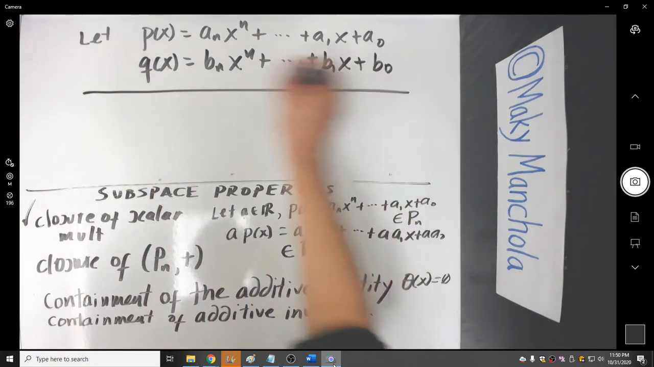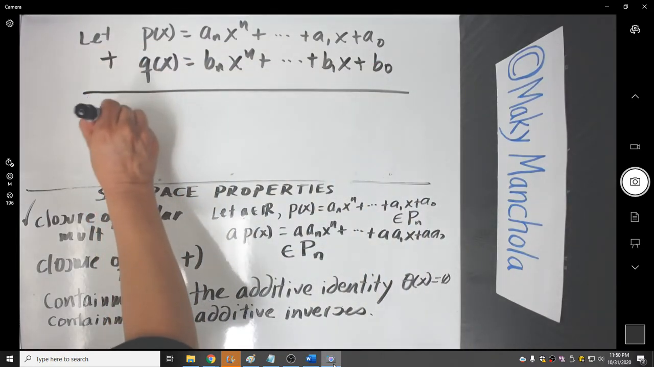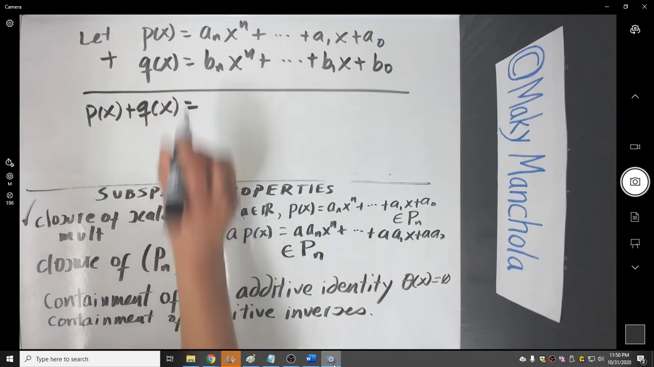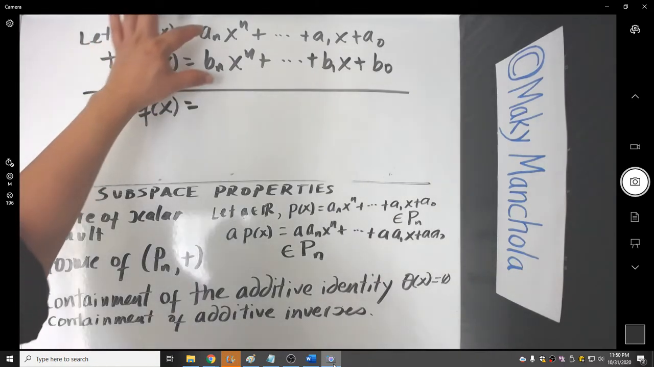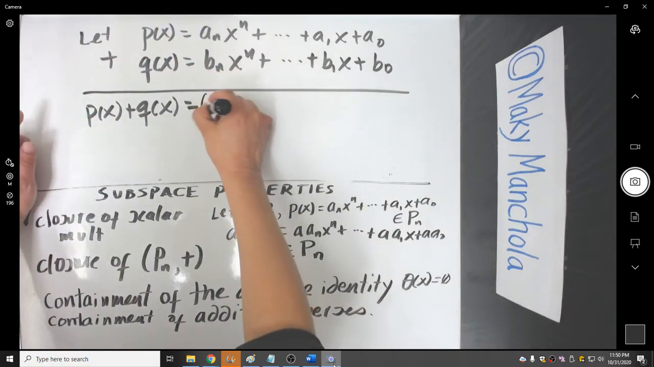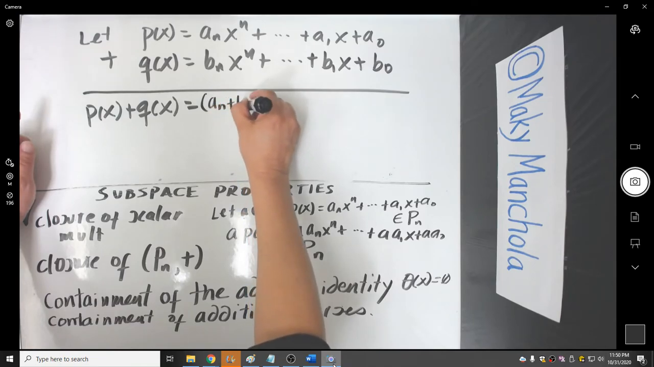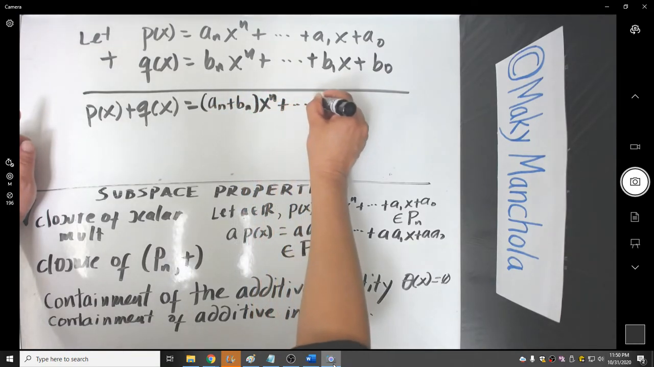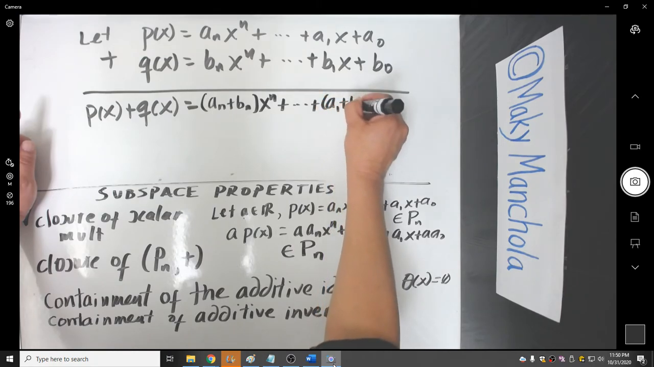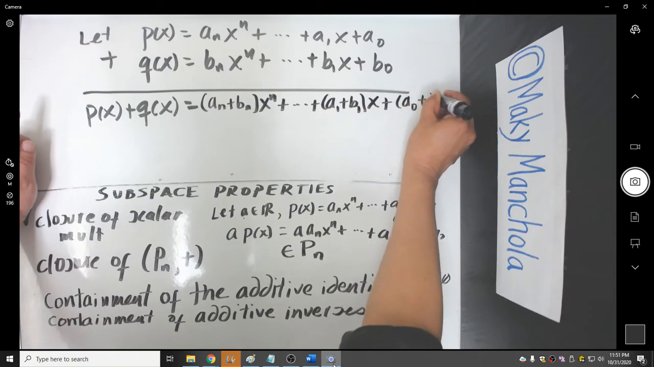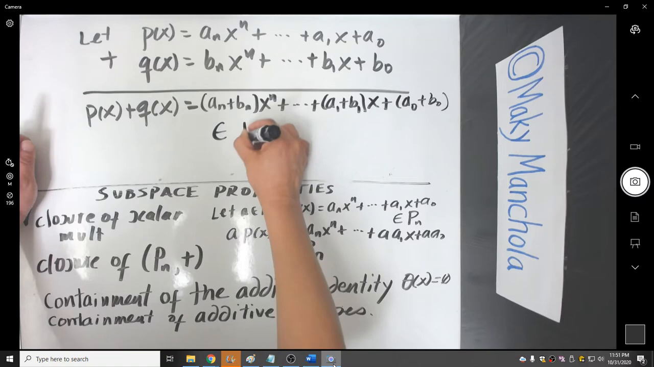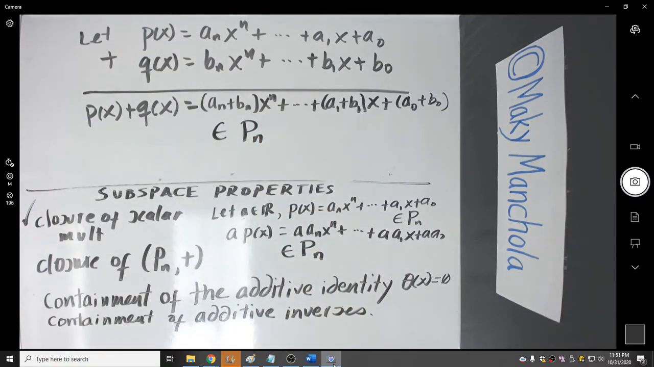Now, if we add them, notice that we also get a polynomial of degree n or less. Let's combine like terms. This will be (a_n plus b_n) x^n plus ... plus (a_1 plus b_1) x plus (a_0 plus b_0). So this happens to be a polynomial of degree n or less, so closure of Pn under addition holds.